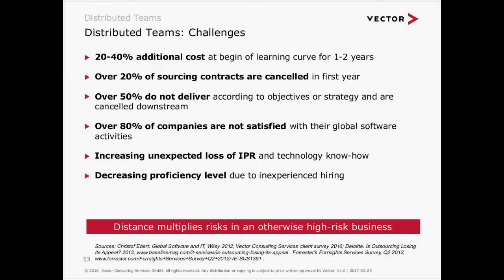in many situations is that contracts are cancelled, 20% according to our benchmark in the first year. About half do not deliver according to initial objectives. 80% of the IT companies with which we work claim that they are not fully satisfied with their distributed projects. And again, it's not really the distance which makes the difference. It is primarily the intercultural differences, the collaborative challenges, and having insufficient processes.